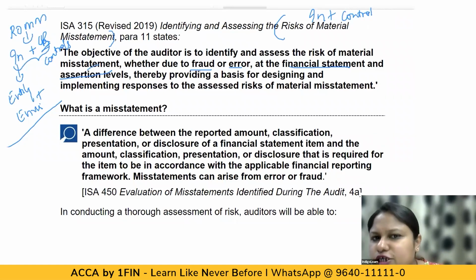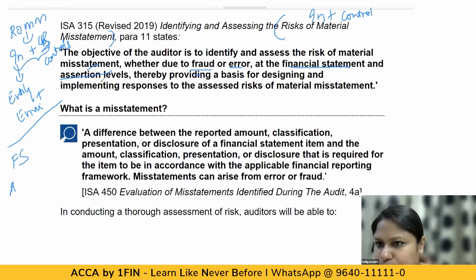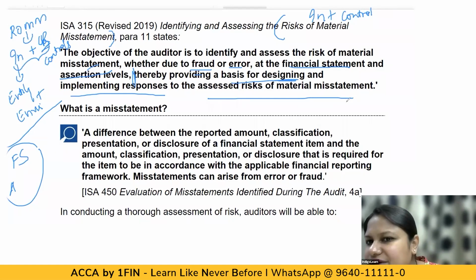And misstatements could be because of fraud or because of error. And misstatements could be where? In the financial statements also. Or it could be in presentation, it could be in disclosure, it could be with regard to the amount, it could be with regard to the ownership, anything. So it could be at assertion level also. Correct? Now, this is not the only thing we do. Based on that, we are also going to give a response. So we are going to design and implement response to the assessed risk of misstatement. So whatever risk we have identified, based on that, we are going to give what? Response. Correct? So this is basically the objective of the auditor.